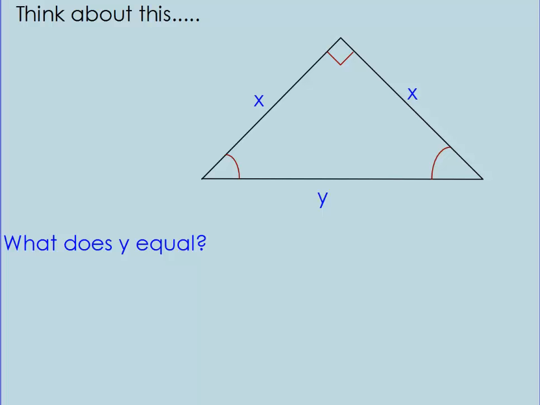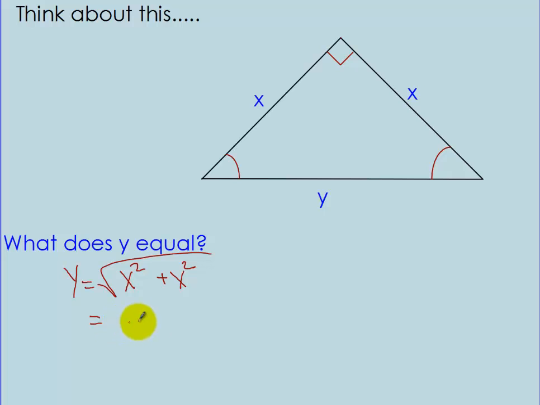Let's begin. So let's think about this. You don't have to write this down. I've got an isosceles triangle here. So x and x are the same length of sides, and then you got side y. What does y equal? One way to do this is, we have a right triangle here. We talk about the Pythagorean theorem. Well, y is going to equal the square root of x squared plus x squared.